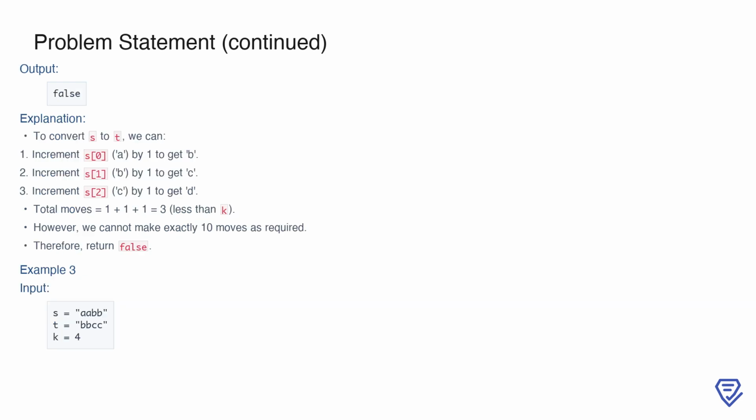In the second example, the input is s equals abc, t equals bcd, and k equals 10. To transform s into t, we increment each character by 1 as follows. Increment s[0], which is a, by 1 to get b, increment s[1], which is b, by 1 to get c, and increment s[2], which is c, by 1 to get d. The total number of moves required here is 1 plus 1 plus 1, which equals 3. However, since k is 10, there is no way to use exactly 10 moves while achieving the transformation, as the minimum required moves are only 3. Therefore, the output is false. This example highlights the importance of matching the exact number of moves specified by k.